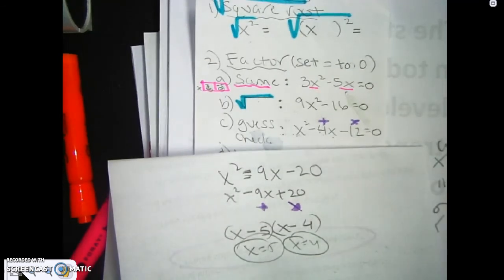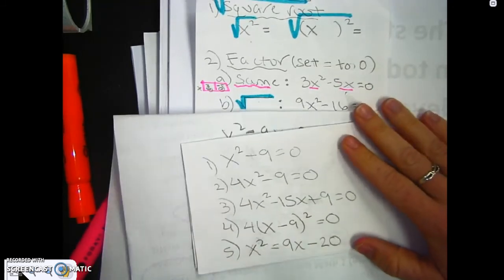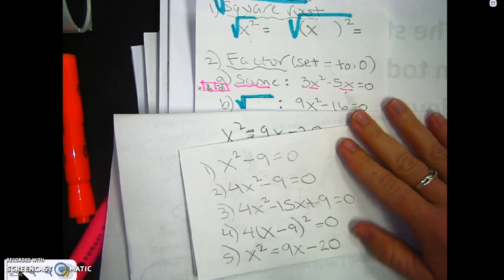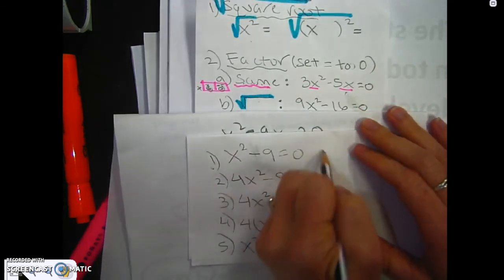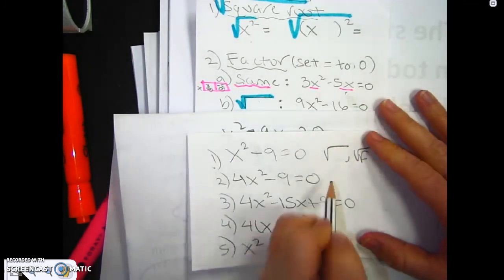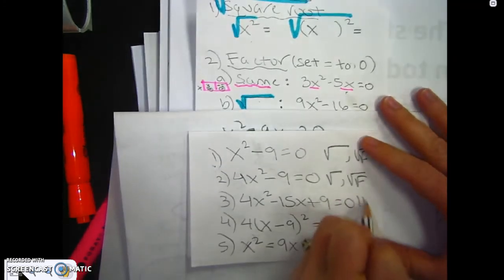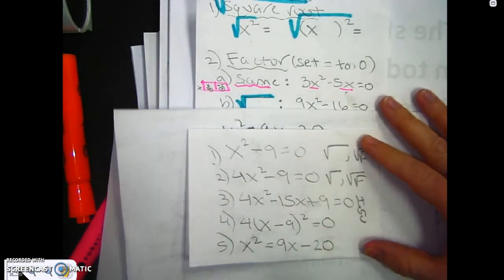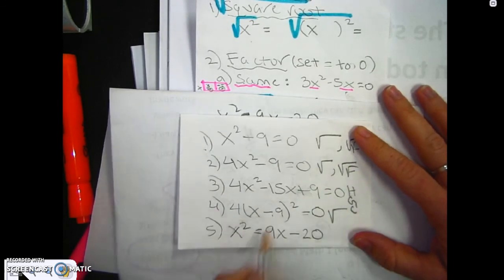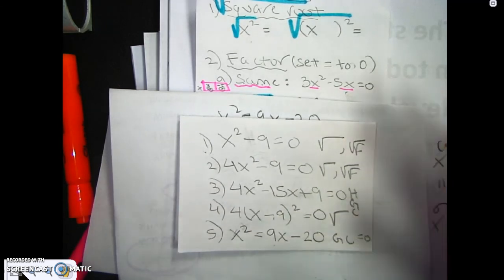Okay? I want to show you the 5 problems I just did so you can see how they relate to one another. I tried to keep consistently using an x squared, and I tried to use 4 as often as possible. So for this one, it was square root, or it could have been square root factor. This was square root. It could have also been square root factor. This was the hard guess and check. This was the square root. And this was the guess and check, but you had to set it equal to 0. Hopefully that helps.